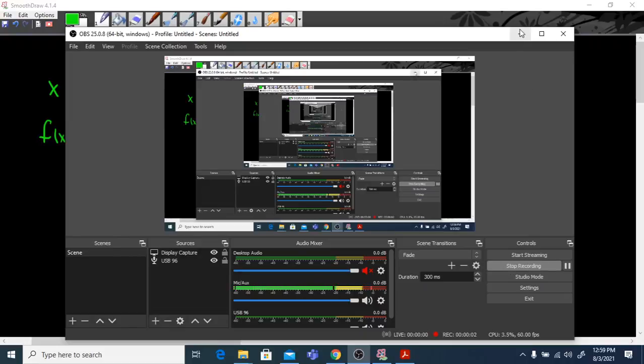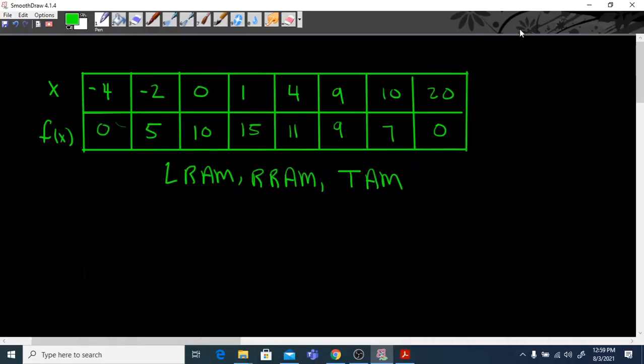Hello everyone, and welcome to this video on approximate integration. What we're going to do is a left rectangle approximation method, a right rectangle approximation method, and a trapezoid approximation method. We have a table here with x and y values given right here.